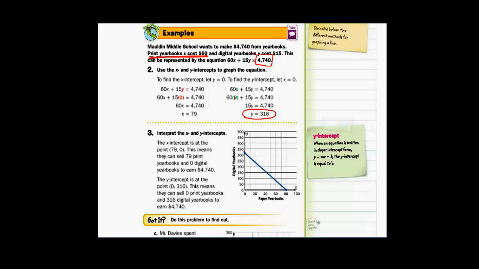Well, let's say maybe no one wanted the digital yearbook and you wanted all print yearbooks. So in order to be all print, you have to put in a 0 for Y. So print all yearbooks, your Y would have to be a 0, which would completely knock those out. So $60 per every one, divided by 60, you would have to sell 79 print yearbooks. So that's what they're talking about there. That's a form of using the intercepts in real life. So 79 print yearbooks or 316 digital yearbooks, that's what you've got.